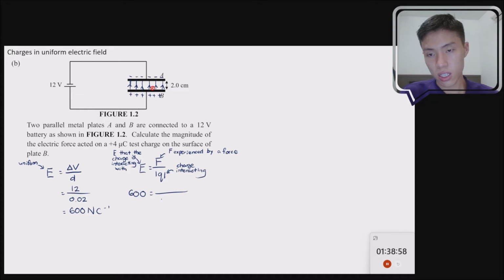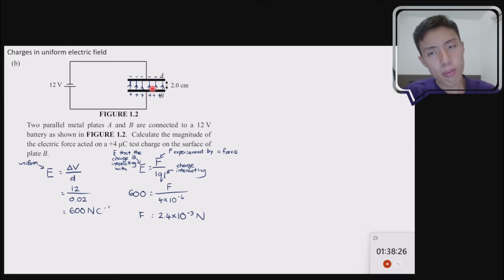Okay, the charge interacting with it is a positive 4 microcoulomb, but we don't want to talk about the sign. We just put in the value, then here you can get your force. So here you can get your answer to be 2.4 times 10 to the power of -3 Newton. So yeah, that's the force experienced by this particular test charge when it is placed at plate B.